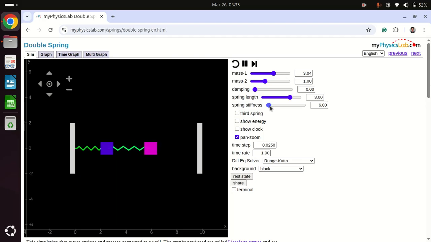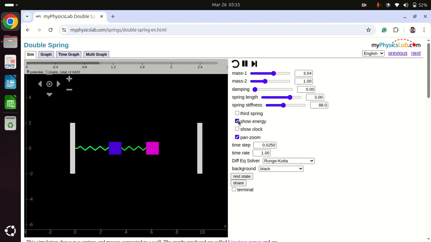But if we increase, I will reset this first and then start this. Okay, you can see this, and if we add third spring, now here you can see both systems are in the bound state. Before adding third spring, there is a freeness in this second mass. Okay, and if I add third spring, there will be more oscillations. You can see here it is oscillating more.